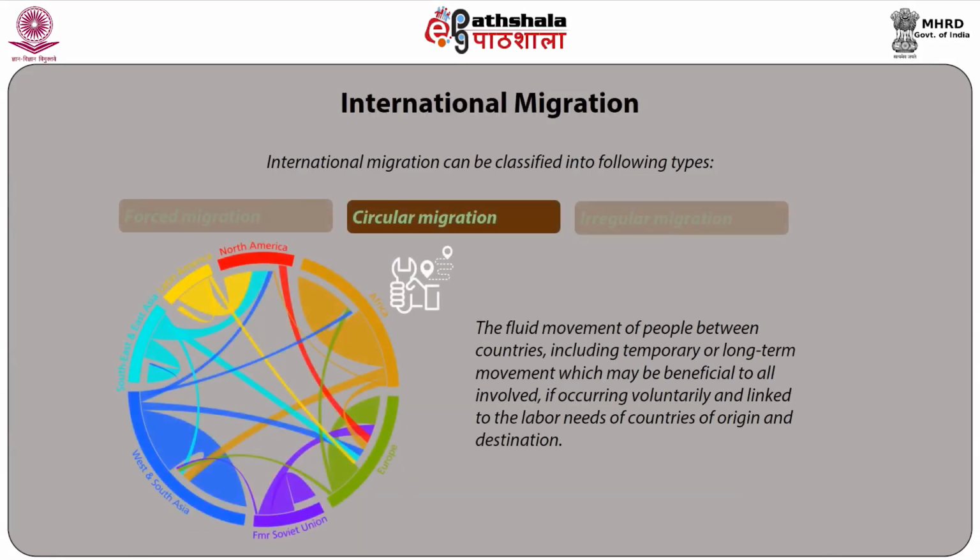Circular migration is the fluid movement of people between countries, including temporary or long-term movements, which may be beneficial to all involved if occurring voluntarily and linked to the labor needs of countries of origin and destination.